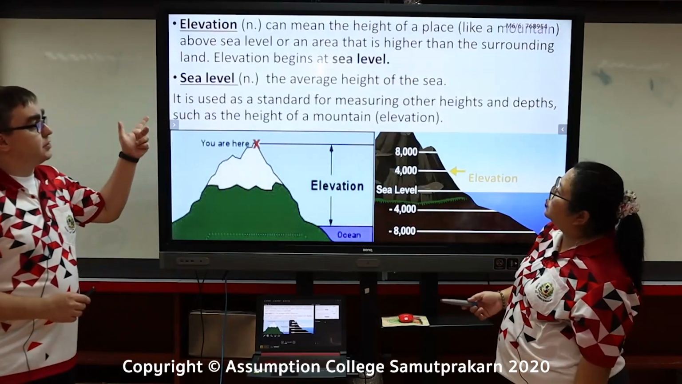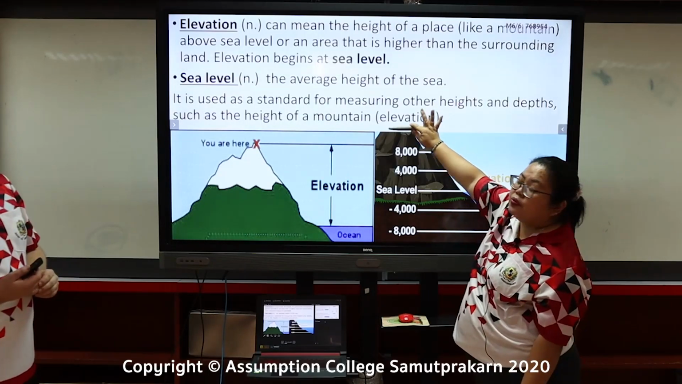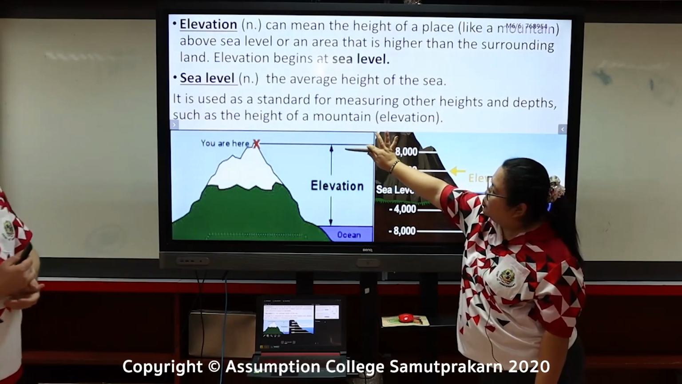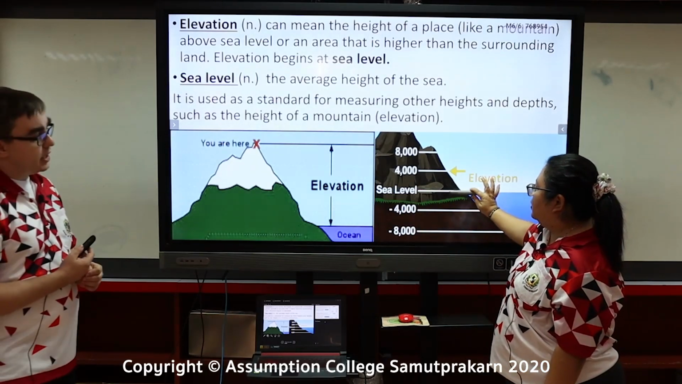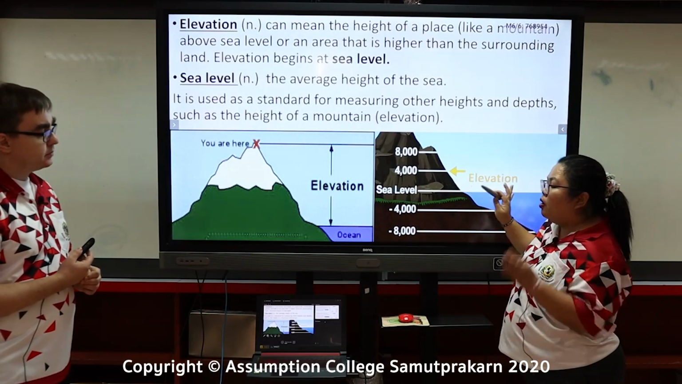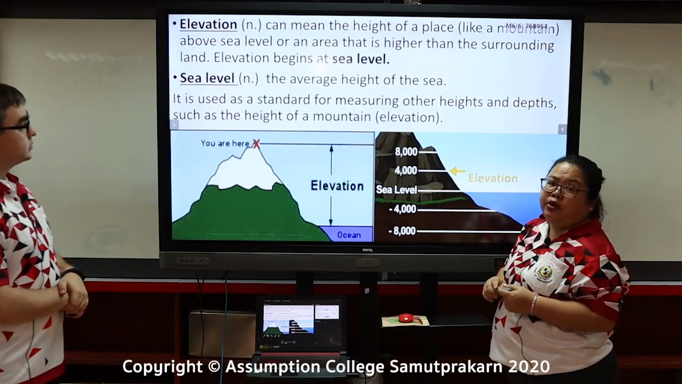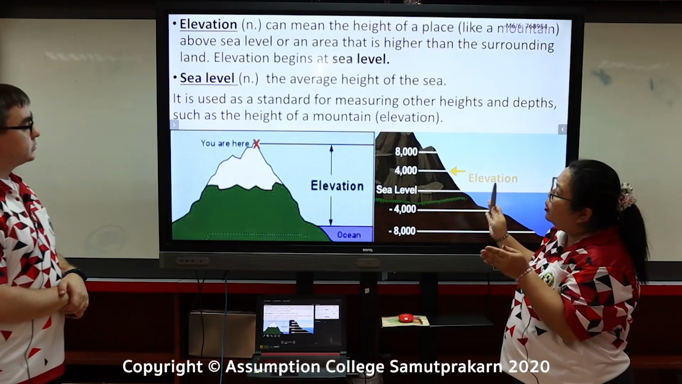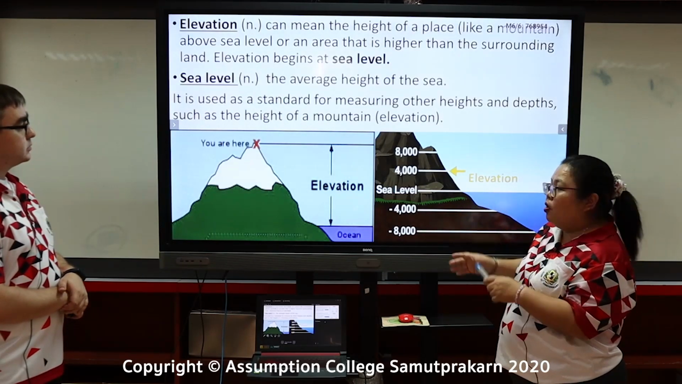Now, what is elevation? Elevation can mean the height of a place, like a mountain, and the place is usually above the sea level. We can compare high or not high with sea level because sea level is the average height of the sea. It's used as a standard for measuring.